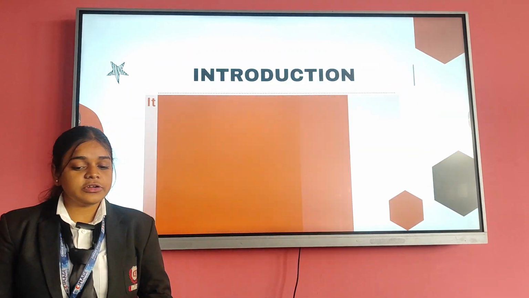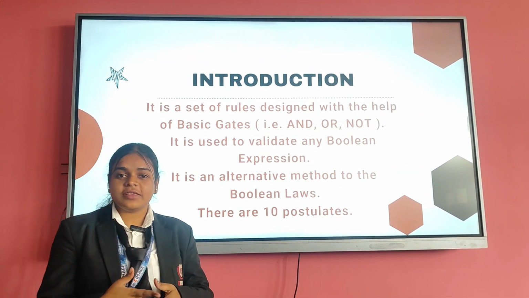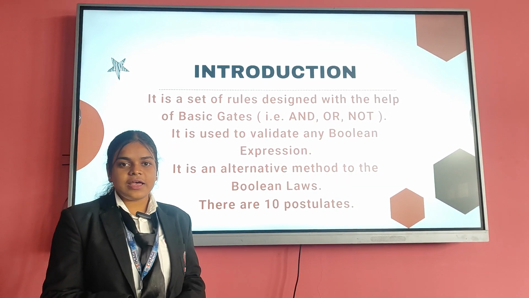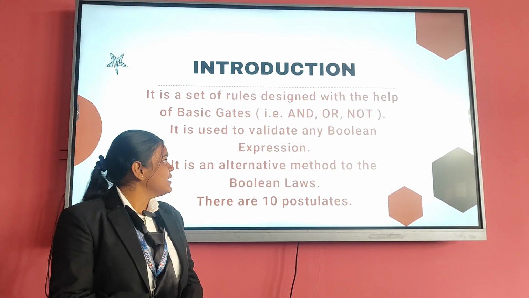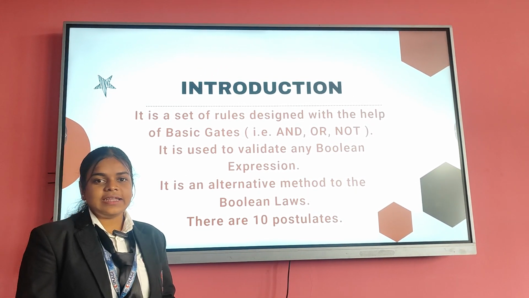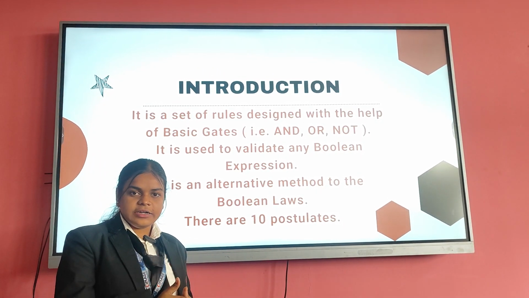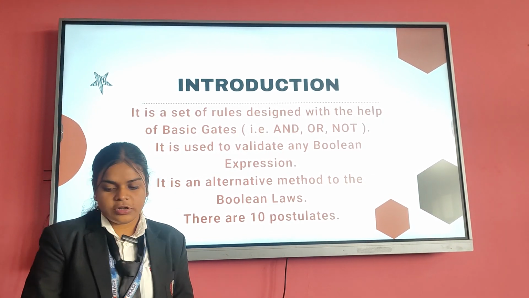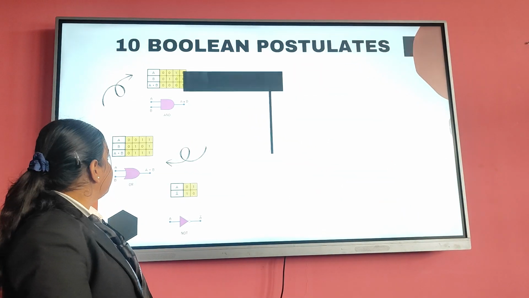So coming to the introduction of Boolean postulates, what we basically understand is that it is a set of rules designed with the help of the basic gates, that is AND, OR and NOT, and it is used to validate any Boolean expression. It is an alternative to Boolean laws, and we have a total of 10 Boolean postulates. So here is a list of the 10 Boolean postulates.